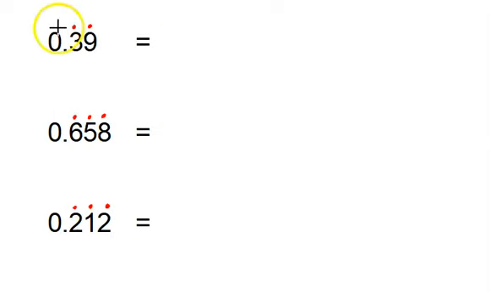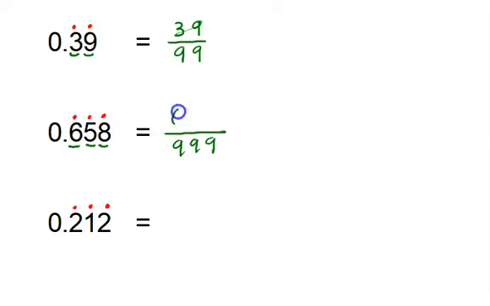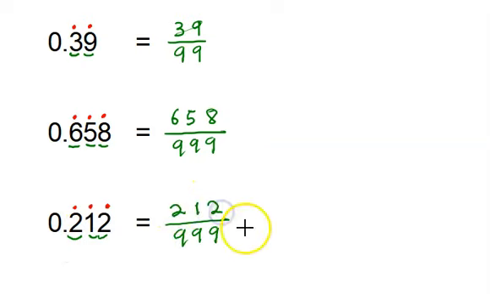Here I will just be repeating, it's the same. You have two decimal places, so just put 39 over 99, and here we have three decimal places, so we have 999, and we put 6, 5 and 8 on top. Here we also have three decimal places, so we put 999, and here you have 2, 1 and 2. If you type all these values in your calculator, you will get the recurring decimals.